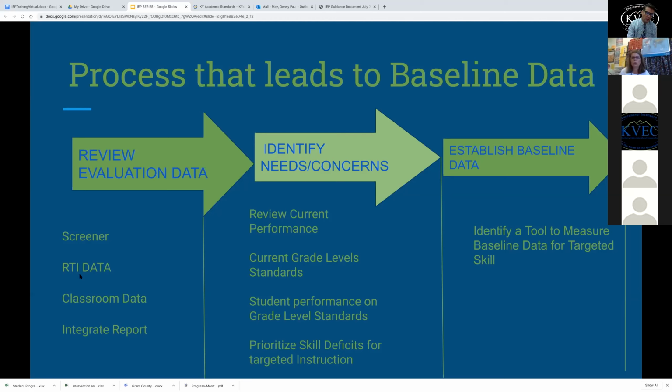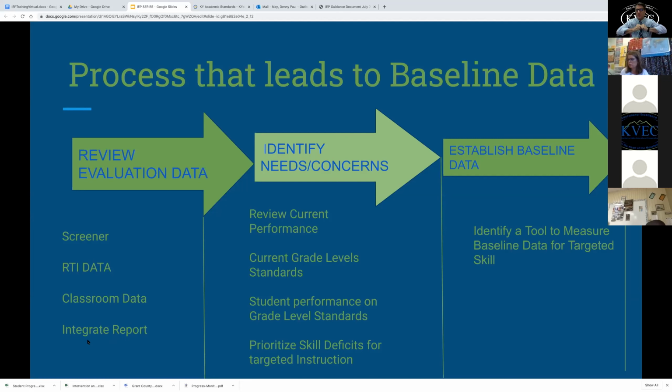We look at screeners. We look at RTI data. We look at classroom data. We look at the integrated report. I have a typo there. It should say integrated report. When we look at all that information, we start to see areas where the student is not on a commensurate performance level. And we start to then funnel that process down.